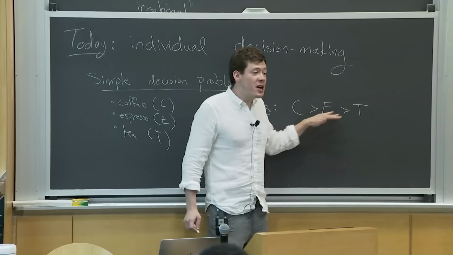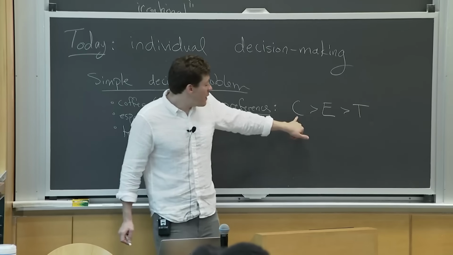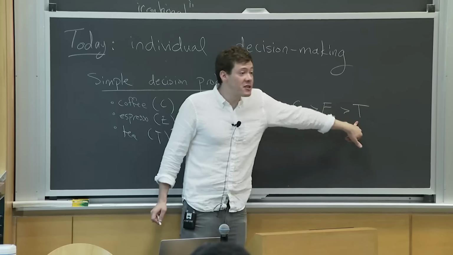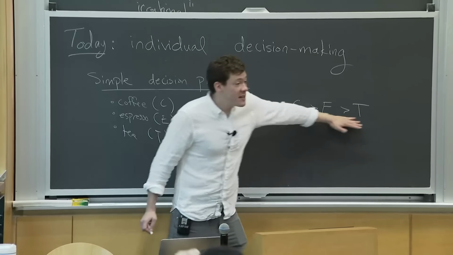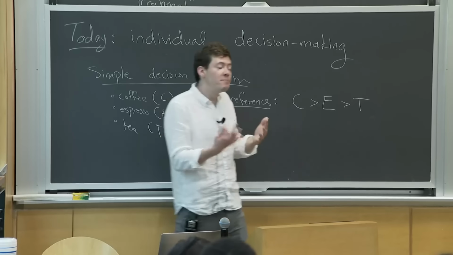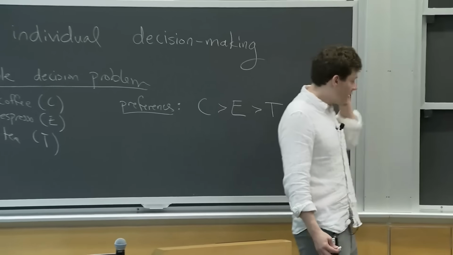And the way I've written this suggests transitivity, which you will assume: if I prefer coffee to espresso and espresso to tea, then I must also prefer coffee to tea. I won't write that out explicitly, but that's implied by this. There's an implicit transitivity assumption that we're making.